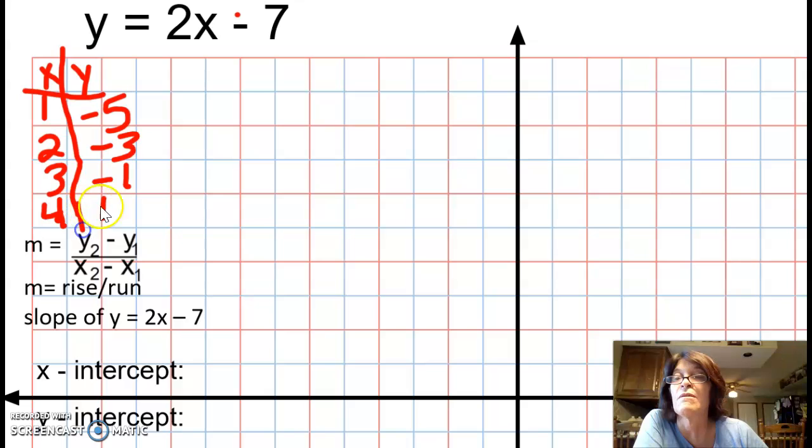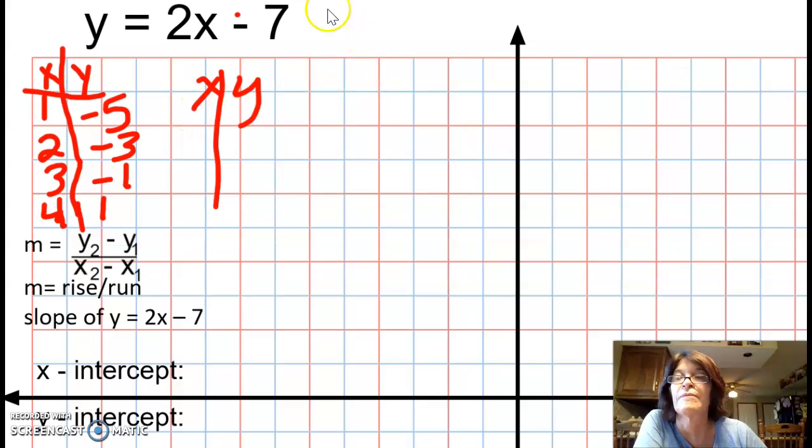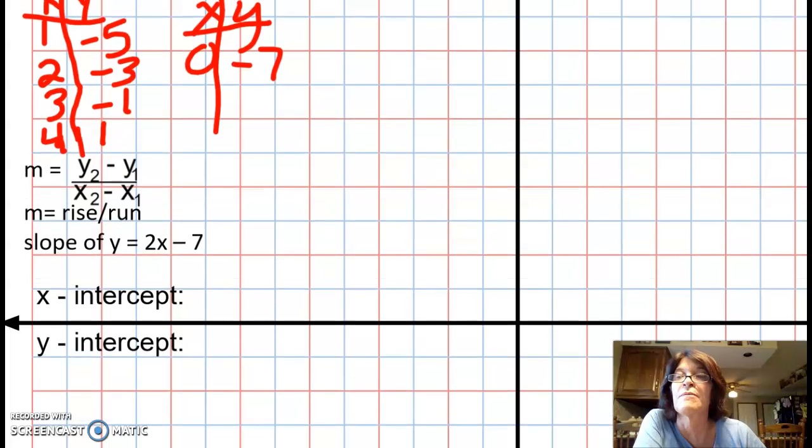Okay, maybe let's do 0. Maybe you want X to be 0. When X is 0, 2 times 0 is 0. 0 minus 7 is -7. Okay, so then we would plot these points. And that would show us a picture of all the different possibilities.